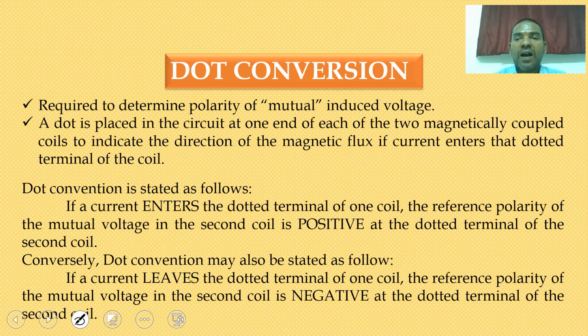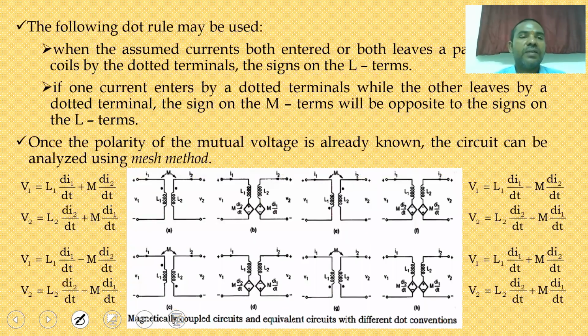Otherwise you can call it negative voltage. So that means the current is flowing for the leaving dot of the first coil. The induced EMF is generated, and the polarity of that induced EMF must be considered as negative. So to understand this, we are going for simple pictorial diagrams.